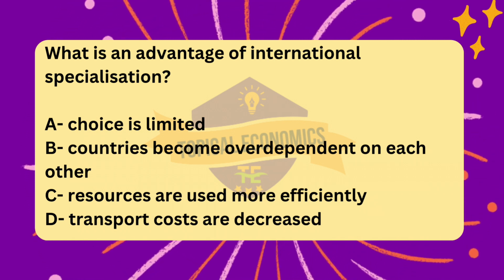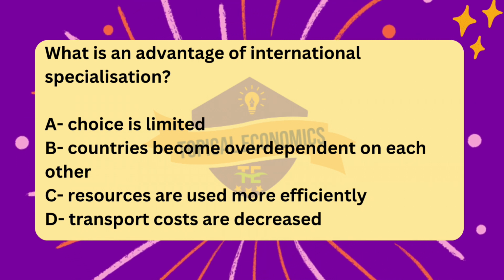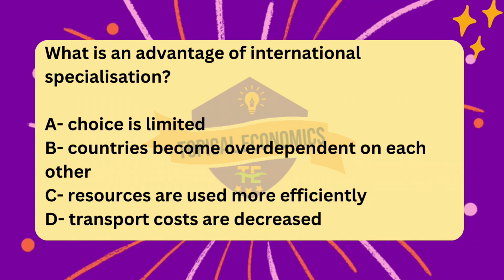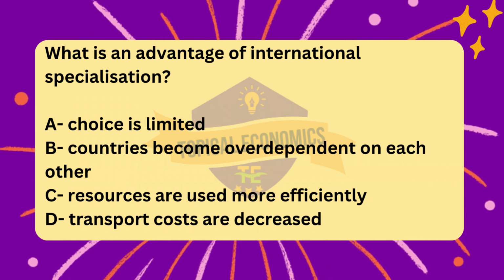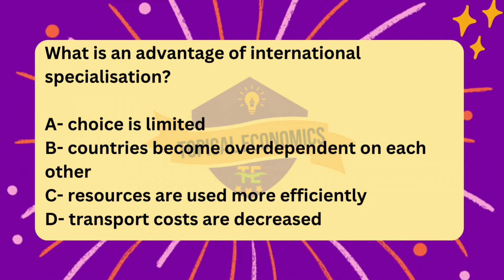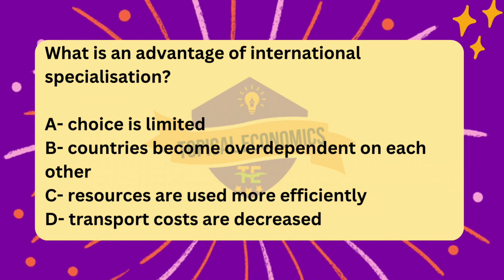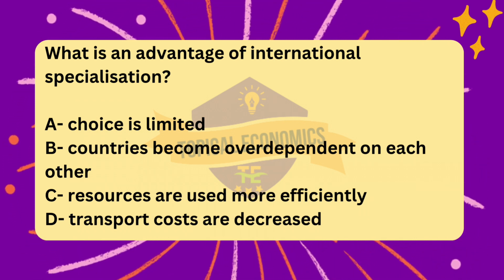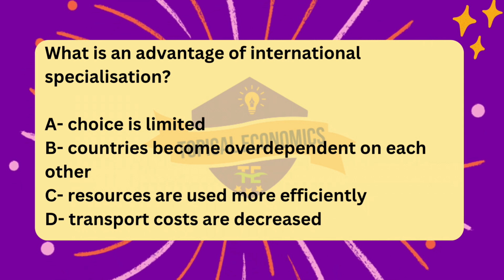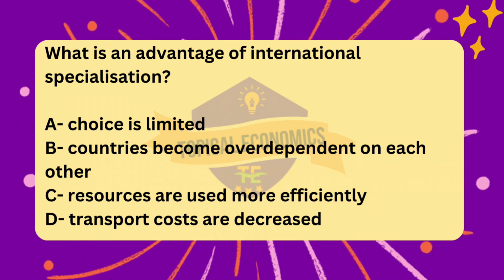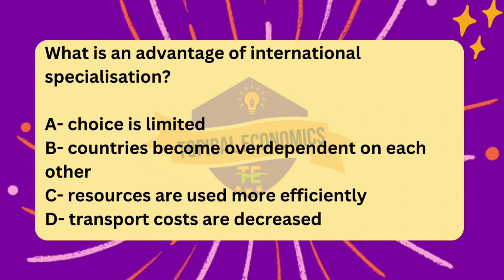One of the main advantages of international specialization is that it allows countries to focus on producing the goods and services they are most efficient at, using their resources, labor, capital, land, in the best possible way. By specializing in certain industries, countries can take advantage of comparative advantage, which leads to better resource allocation and higher overall productivity. This increased efficiency benefits both the countries involved and the global economy.